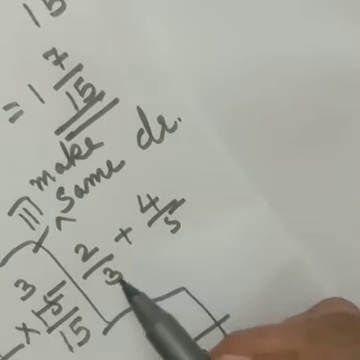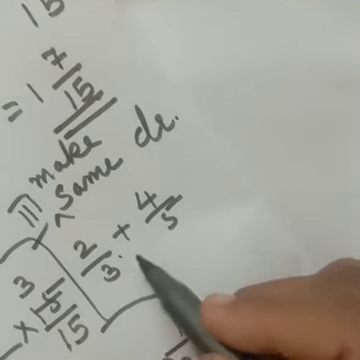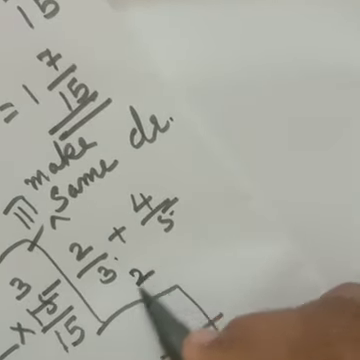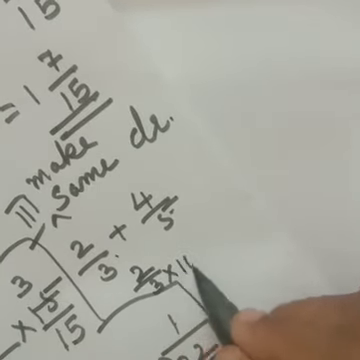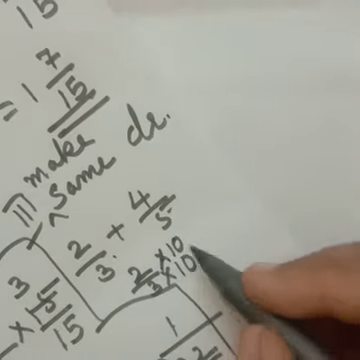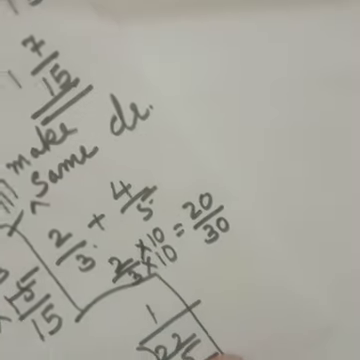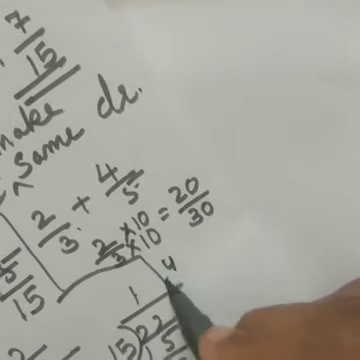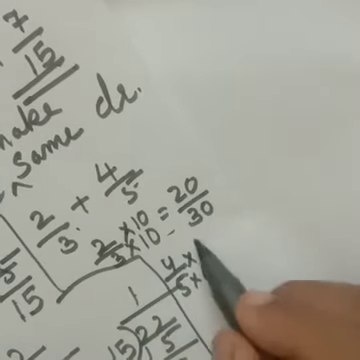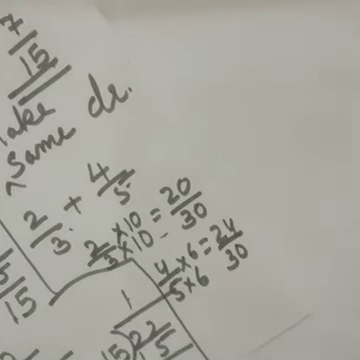I am taking, suppose, 30. So I have to make the denominator 30, both denominators 30. Then how can I make a 30 denominator? By multiplying by 10. Then up also I have to multiply by 10. That is the rule. That is 20 by 30. Am I right? Next, 4 by 5 also: I have to make the denominator 30 by multiplying by 6. Clear?